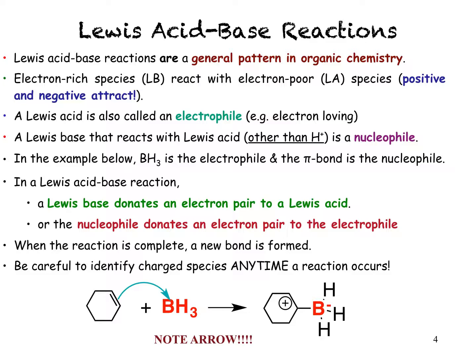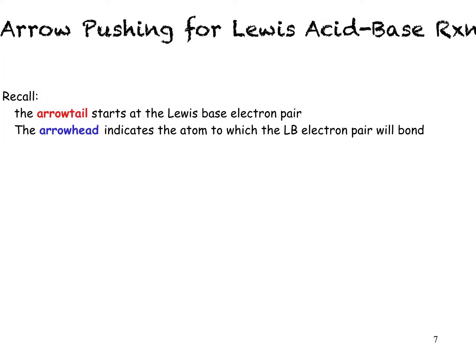Again, positive attracts negative. About 90–95% of what we're going to talk about in this course in terms of reactions is positive attracts negative. And so we have to figure out where the positive is and where the negative is so that we can predict where the reactions will be.